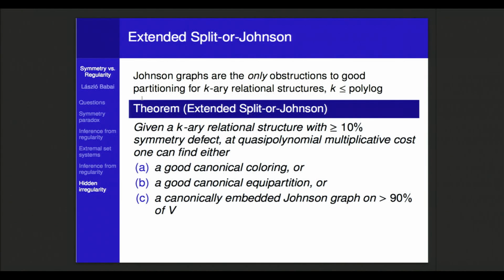So this is now the extended Splitter-Johnson lemma. We have a k-ary relational structure where k is polylogarithmically bounded, and we are assuming that it has a symmetry defect of at least 10%. So the symmetric group cannot act on more than 90% of this structure. This seems like a very modest assumption, and definitely it is necessary for any of the conclusions to be drawn. But under this condition, we can already find one of the three things that I previously said we can find starting from a regular graph. So there is no assumption needed other than the symmetry defect on this entire structure. Okay.